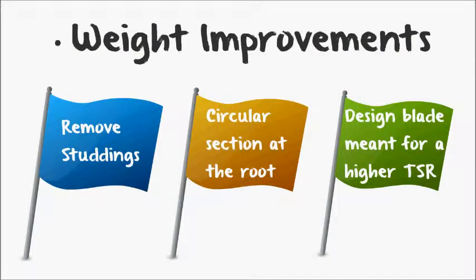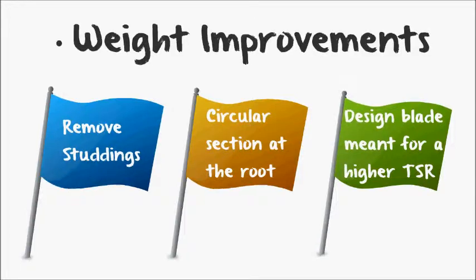Studding contributed a significant portion of the weight. We believe studding can be removed if we choose a more circular airfoil for the root section. Since our TSR at maximum CP is higher than expected, we can design the chord distribution of the blades based on a higher TSR, which will produce a more slender blade and reduce the weight of the prototype.